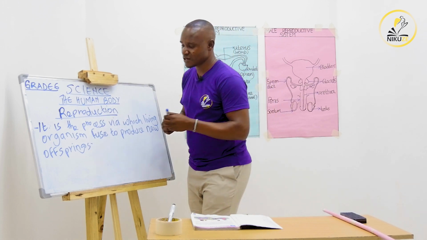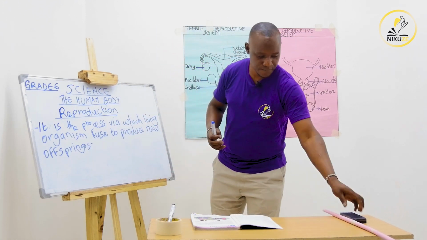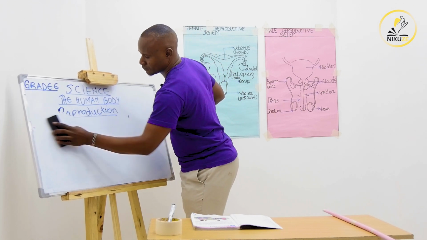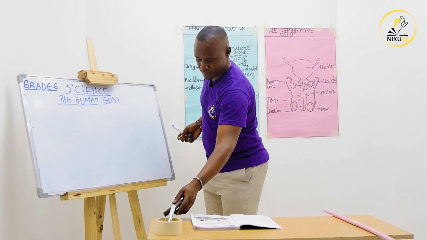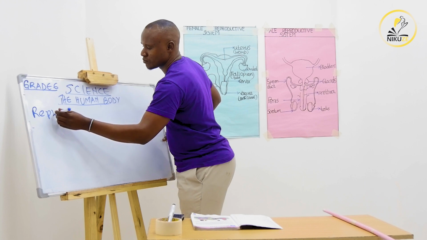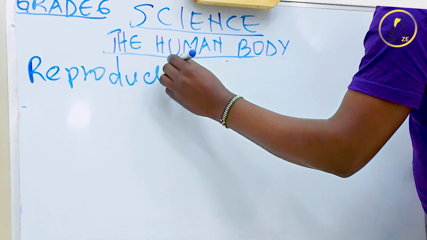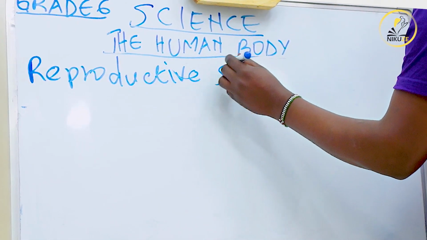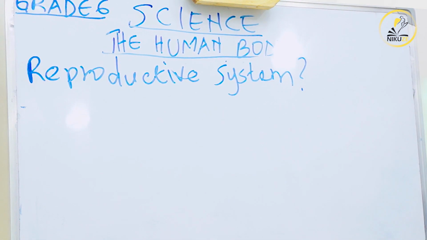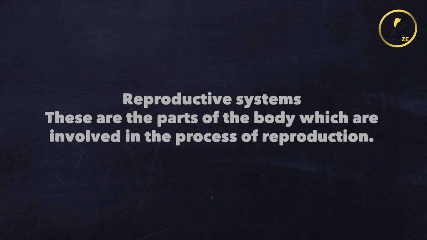So that brings us to the next thing. What is the reproductive system? We say that the reproductive system, these are the parts of the human body which are involved in the process of reproduction.